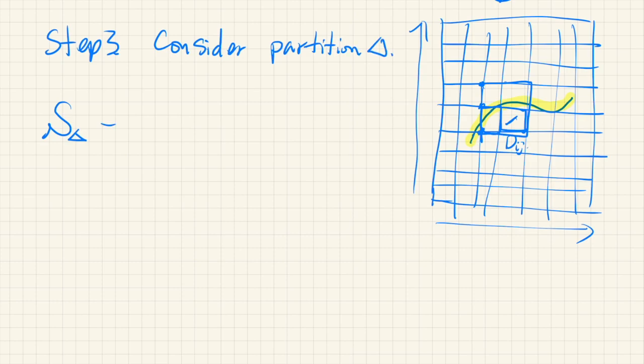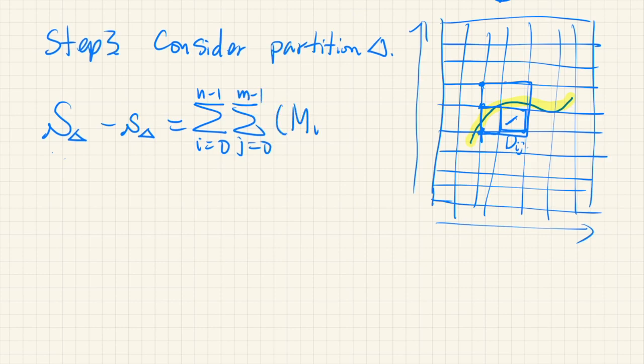Okay. And uppercase S delta is the upper Riemann sum, and lowercase s delta is the lower Riemann sum. So if we take the difference, it looks like this: the sum over i from 0 to n minus 1, j from 0 to n minus 1, of capital Mij minus lowercase mij, times the area of the small rectangles, dij.